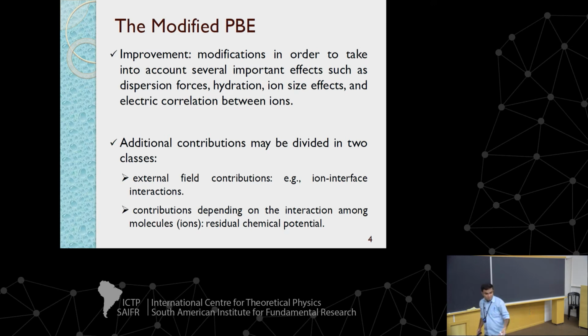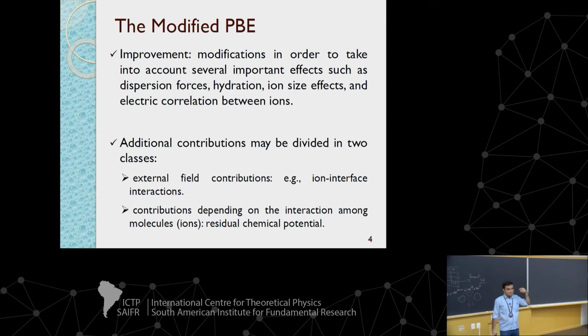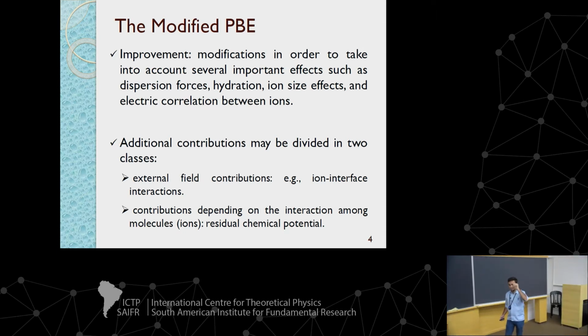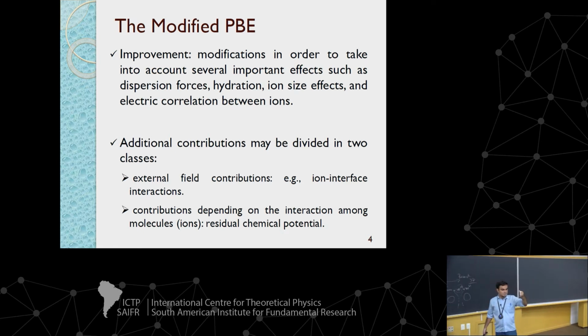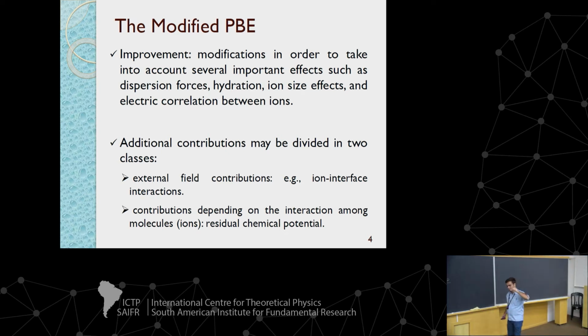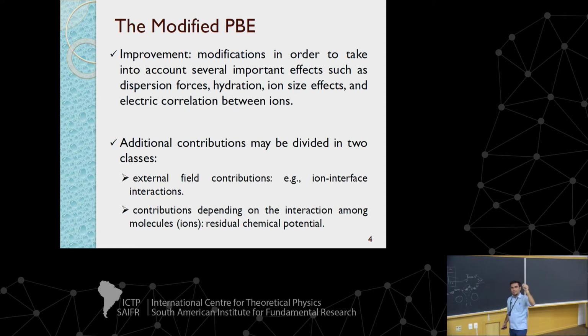So we have here an improvement. We have to do modifications in order to take into account several important effects that are not accounted for in the classical theory. For example, dispersion forces, hydration, ion size effects. Yesterday, I think I forgot to say that in the Gouy-Chapman approach that we used to derive the Poisson-Boltzmann equation, we consider point charges. So our ions have no size. So now we are going to consider ion size effects. We are going to see how to introduce it in the Poisson-Boltzmann equation.